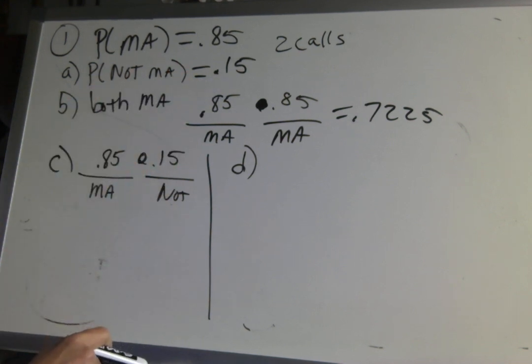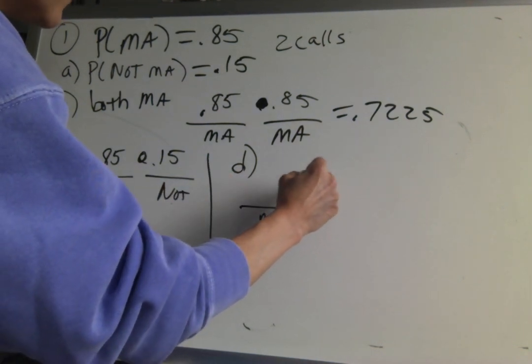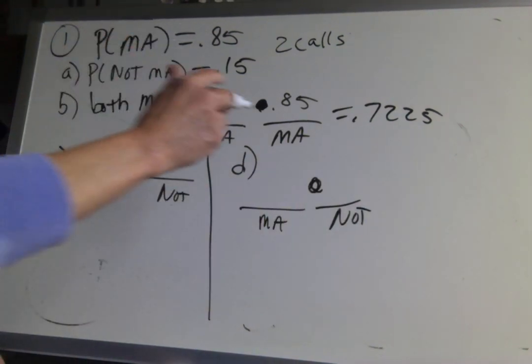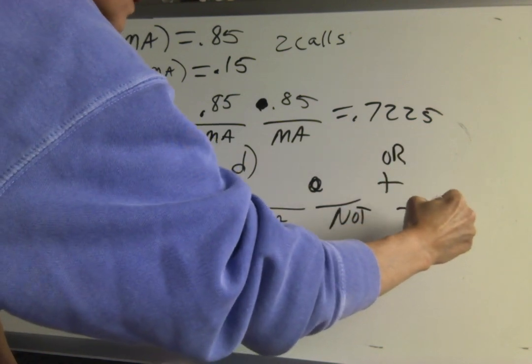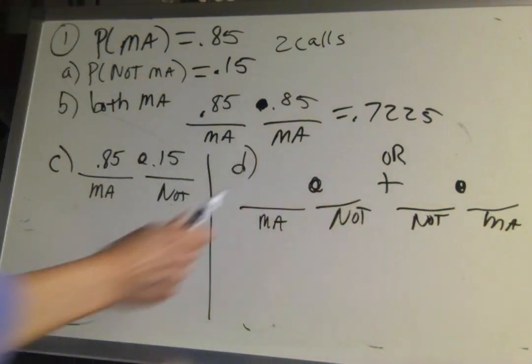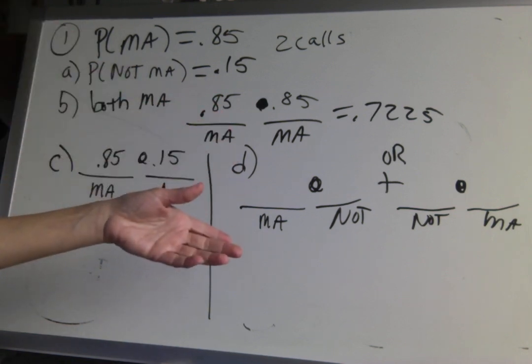But look at part D. One of them is for medical assistance. Well, see, now I'm a little confused. I don't know which one you mean. Did you mean the first one was for medical assistance and the second one was not? Or did you mean the second one was for medical assistance and the first one was not? There are two very different scenarios that satisfy the same criteria.